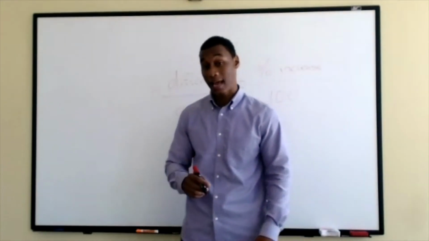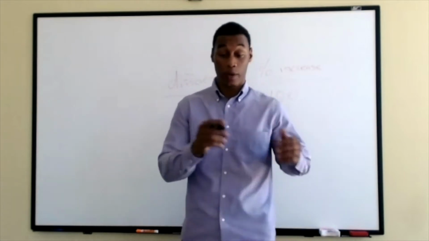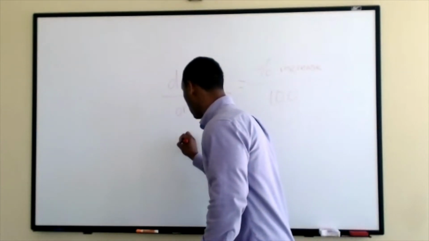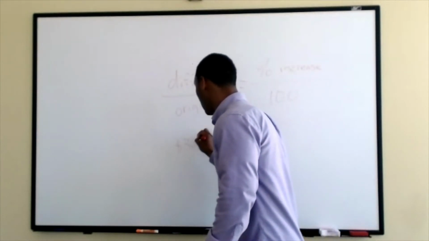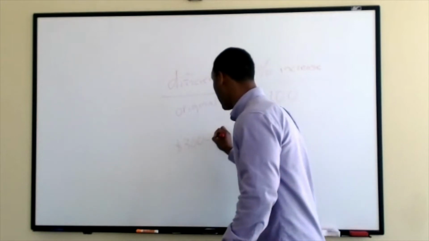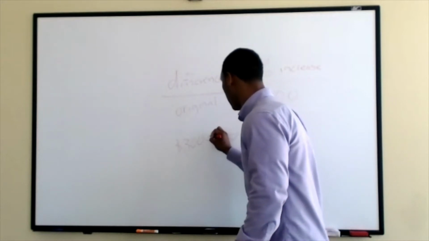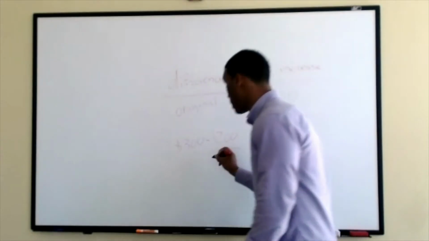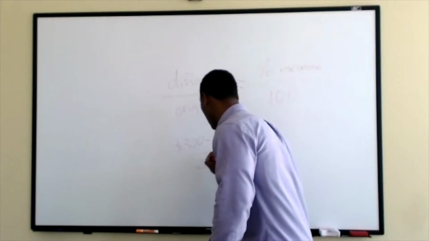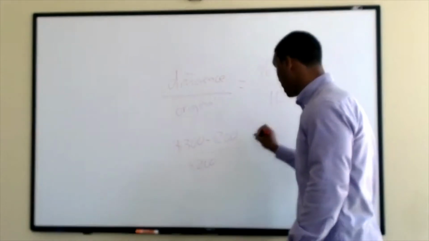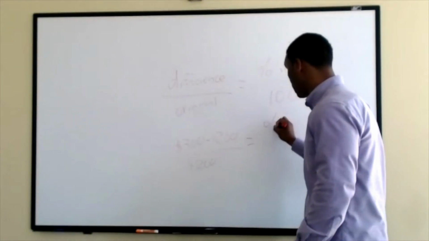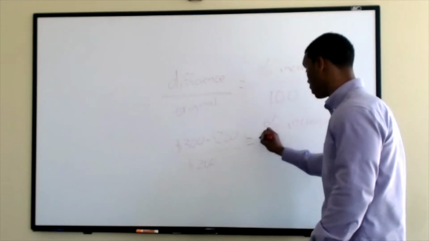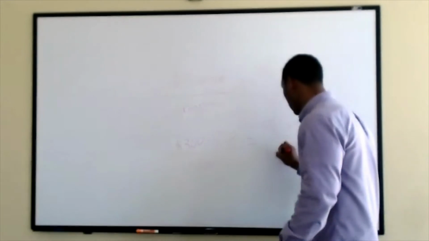Okay, so the next step is to calculate the difference between the original and new prices. So we had $300, which is the new value, minus $200, which is the original value. And this difference is going to go over the original, which is $200. And that's going to be equal to, as we mentioned, the percent increase, which is what we are looking for, all over 100.